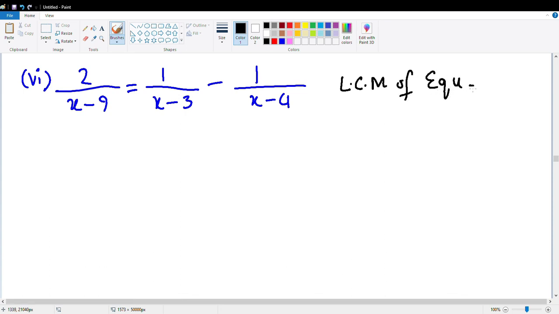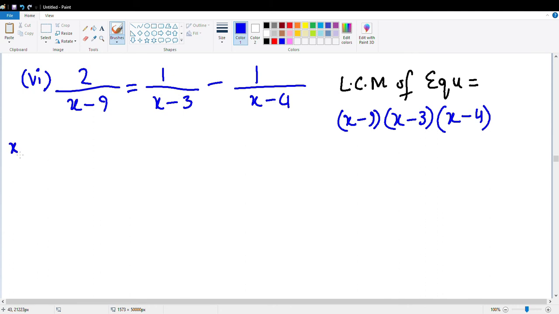So the LCM is going to equal, I'm writing it on the second line because it's obviously too long to write in one line up there. Not enough space, so yeah. The LCM will be x minus 9 into x minus 3 into x minus 4. That's the LCM of this equation. And we need to multiply this LCM with every one of these terms to get rid of their denominators.